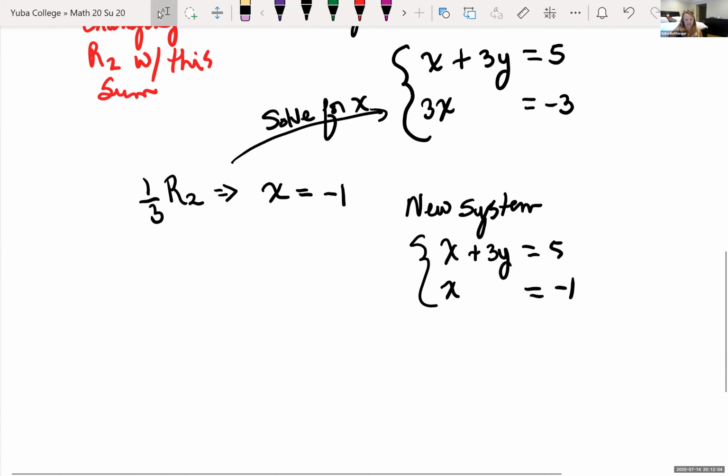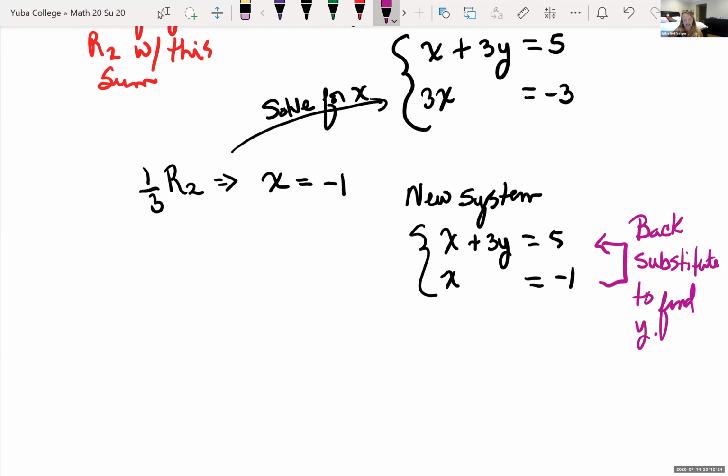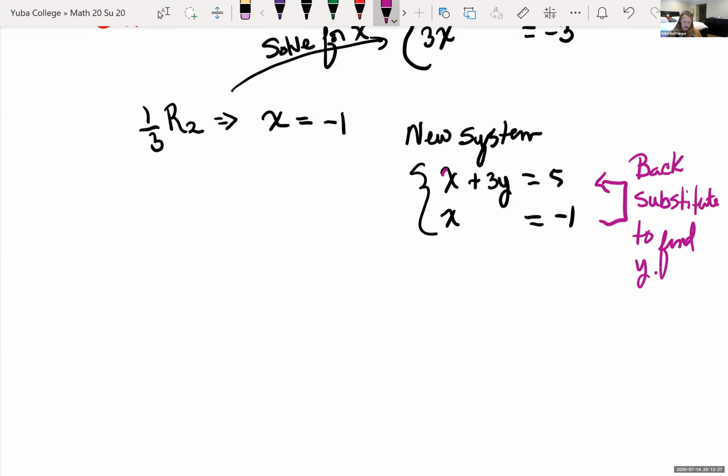And so with this new system, we can use substitution. We're going to back substitute to find y. So if I go back into this first equation and wherever I saw an x, I replace it with a negative 1, we can figure out what y has to be. So I get -1 plus 3y equals 5. So solve for y.